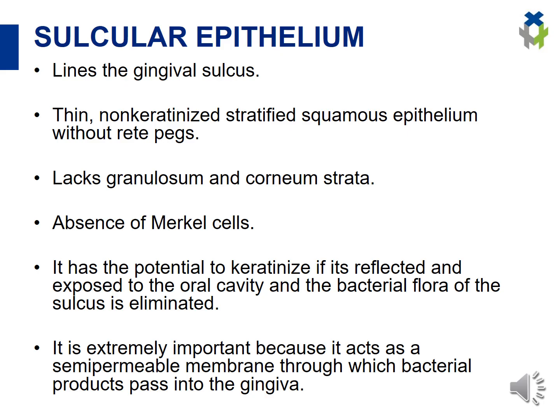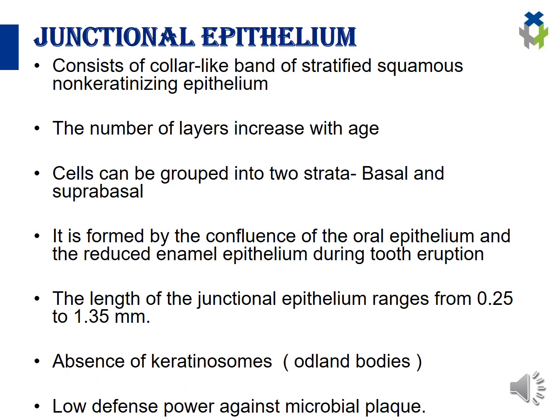The sulcular epithelium lines the gingival sulcus. It is thin, non-keratinized, stratified squamous epithelium without rete pegs. It lacks granulosum and corneum strata. There is absence of Merkel cells. It has the potential to keratinize if it is reflected and exposed to the oral cavity, and the bacterial flora of the sulcus is eliminated. It is extremely important because it acts as a semi-permeable membrane through which the bacterial products pass into the gingiva.